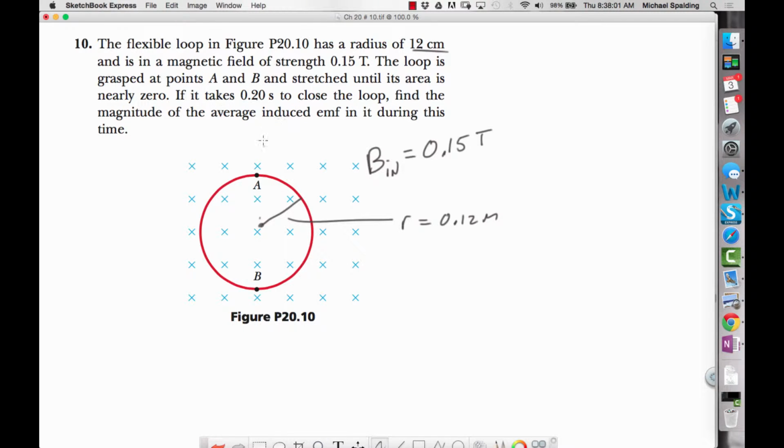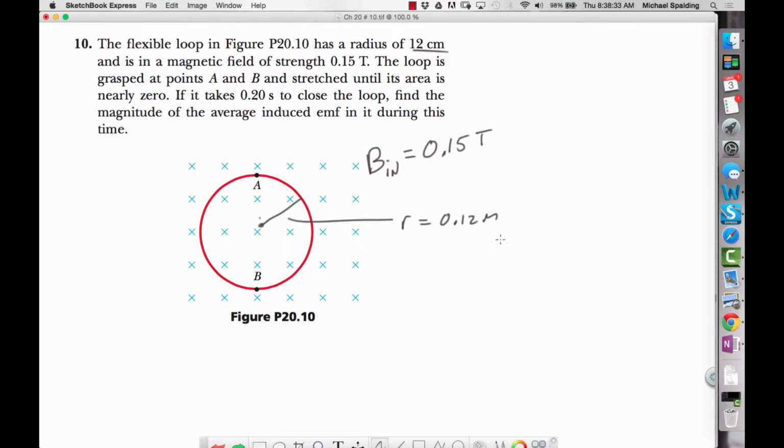And what they say is this. The loop is grasped at point A and at point B, and point A gets yanked upward, point B gets yanked downward. Now what's that going to do to the loop? If it's a nice flexible loop and you grab the top, pull up, grab the bottom, pull down, what's going to happen? It's basically going to shrink to zero. It's going to close up. So this is going to cause a change in flux.